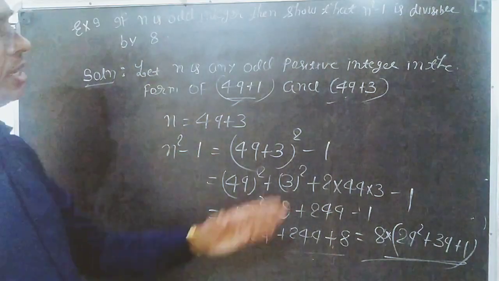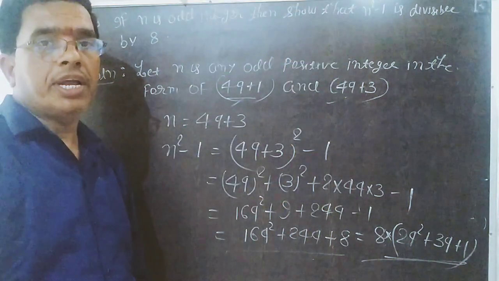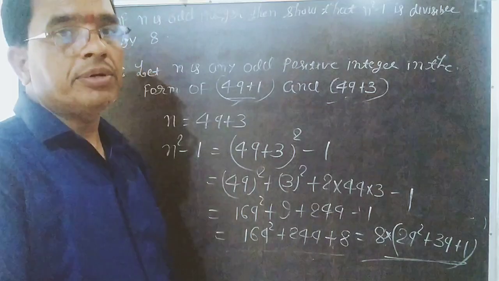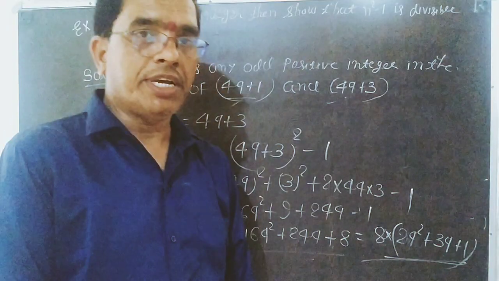Hence we can say n square minus 1, for our integer n, is divisible by 8. Thank you. Remaining video next day.